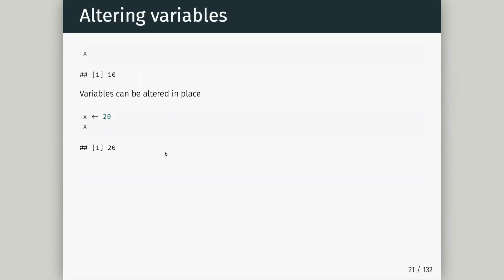I can also change these variables. They're not what we call immutable. Once I've created them, I can just overwrite them. So I've set X to be 10. If I assign to it again, X to be 20, now the variable will change. It's no longer 10, it's 20. I've lost that first value.